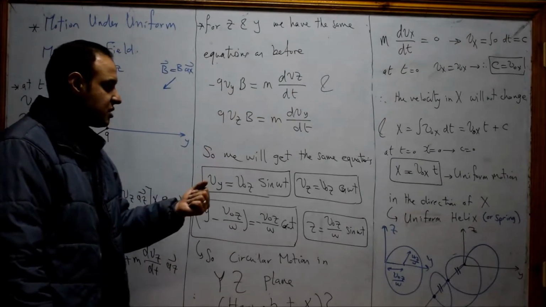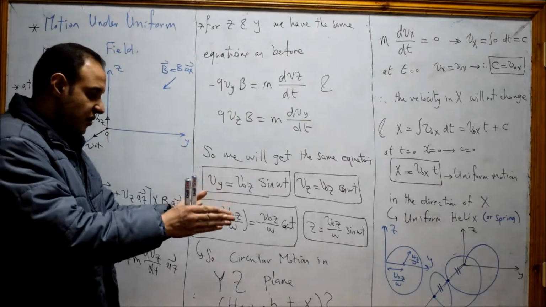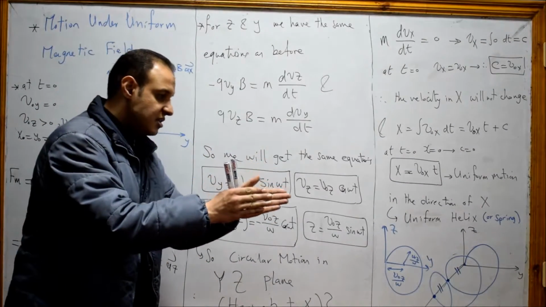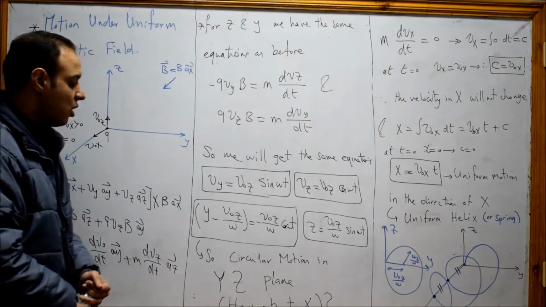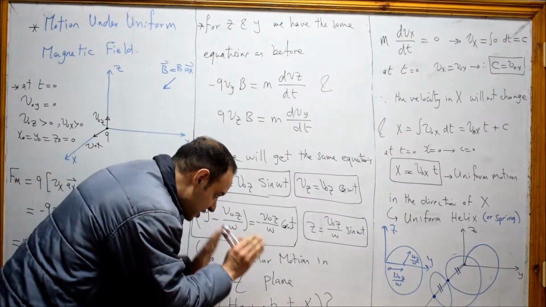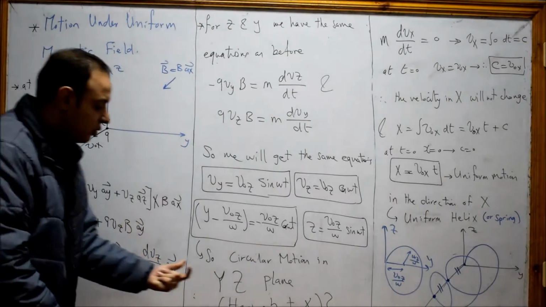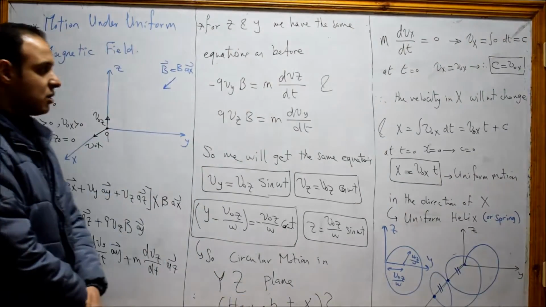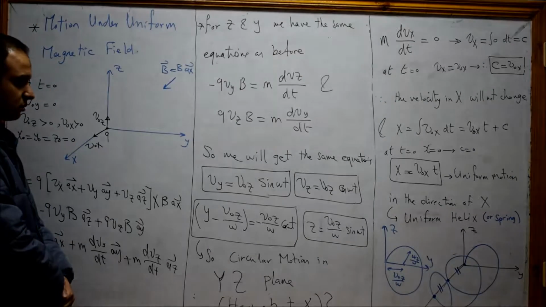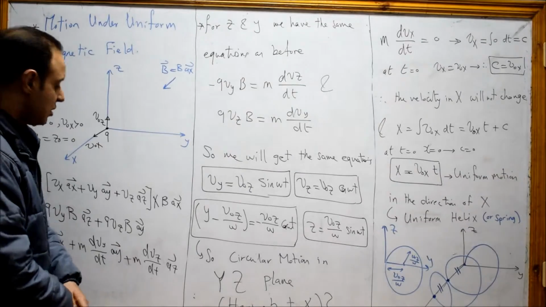Following these two equations, we will get the same set of equations for the Vz, Vy, and the displacement in z and the displacement y. So we have a circular motion in the yz plane. But how about the motion in the x direction? How do we get this motion?